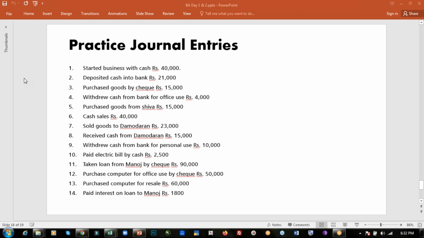Bank, we have to debit. Bank account debit to loan from Manoj will be the transaction journal entry. Loan from Manoj will be our liability. Okay. Yes, the same example we have discussed yesterday.